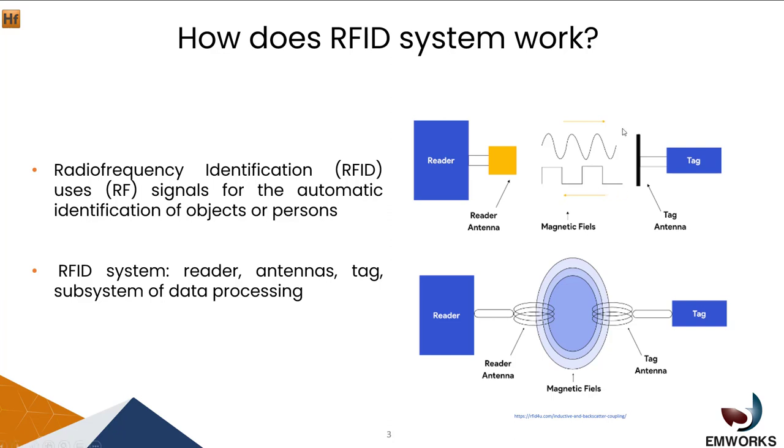When the tag receives the electromagnetic wave, it develops an RF voltage at the terminal of the tag antenna. The voltage is then converted to DC voltage to turn on the chip. For the RFID system, there are basically two working principles. First is far-field electromagnetic coupling, and the second working principle is inductive coupling, which is based on the near field.